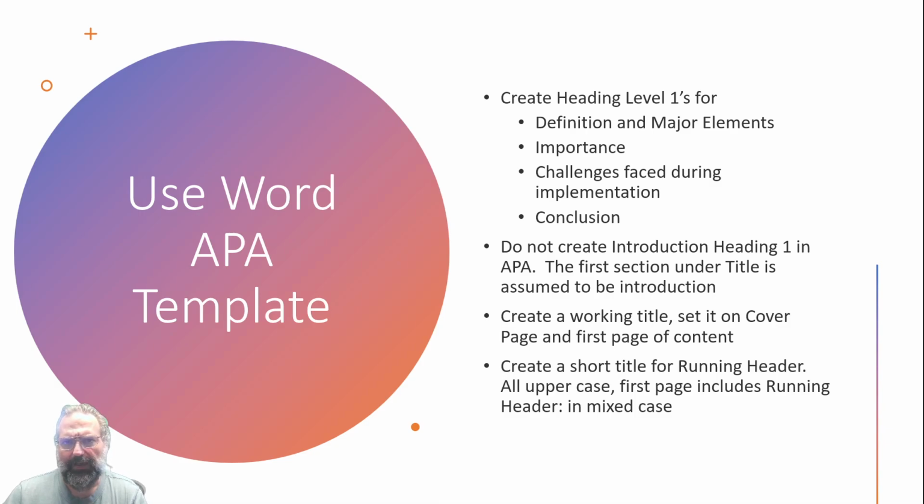And also, APA is not pretty. Don't make it pretty. It's not meant to be pretty. It is a manuscript format. That means that it's really intended to be supplied to publications for them to make it pretty. So don't try to make it pretty. You'll also need a short title that goes on the running head. The running head is the top left-hand corner. We'll see it in a moment. Should be all uppercase.